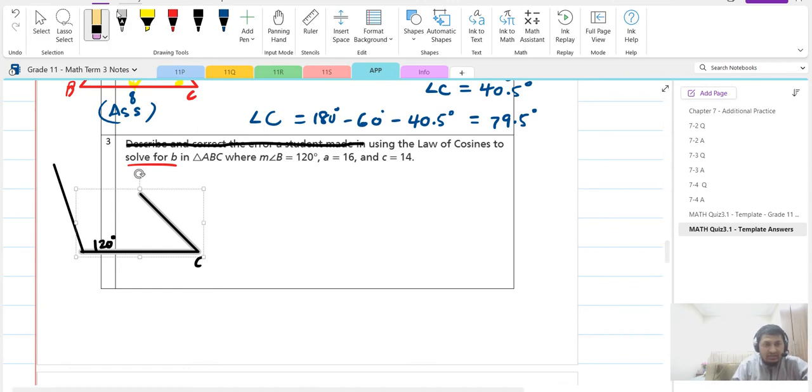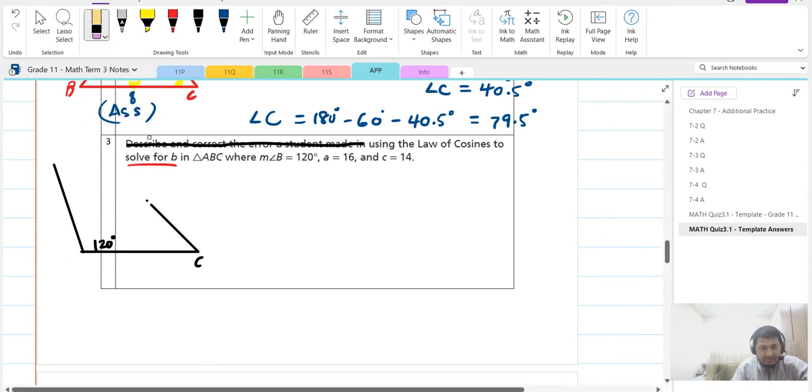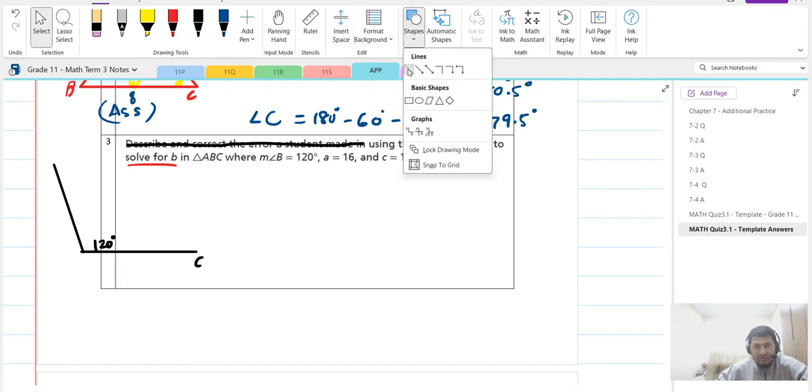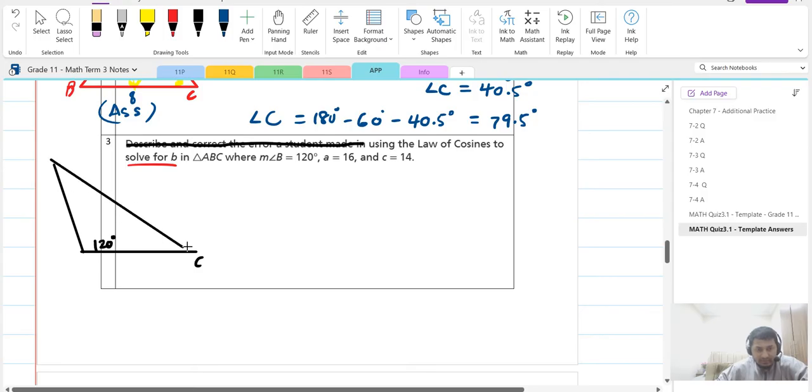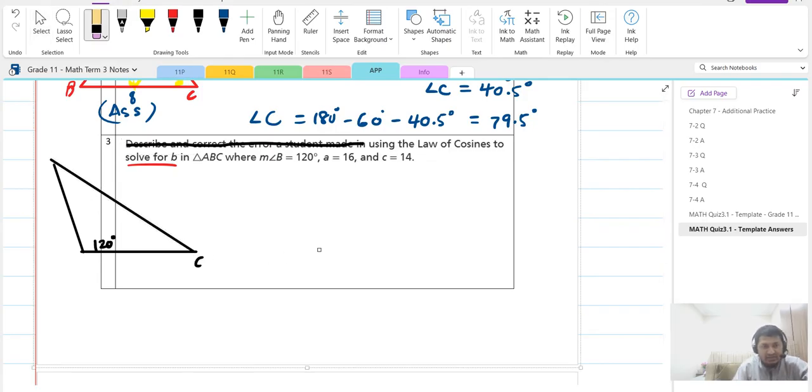Well, you don't have to do this, you can just draw a normal triangle and solve. But if you make it realistic, then you can see that this line is the longest side. So what we have, A, B, C. Now it makes more sense. And what's A? A is 16 and C is 14. Directly opposite C is 14. So what do we need to calculate? We need to calculate B.